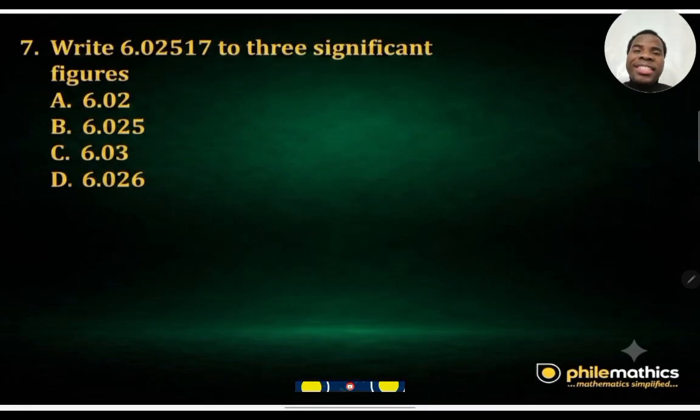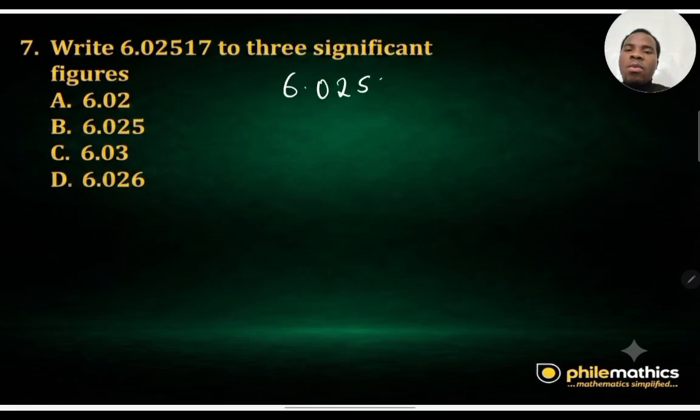This is a question on significant figures. We are asked to write 6.02517 to 3 significant figures. Before we go to trace significant figure, we want to ask, what's the first significant figure? The first significant figure is simply the first non-zero digit. And if you look at this number, the first non-zero digit from your left is 6. So this is our first significant figure.